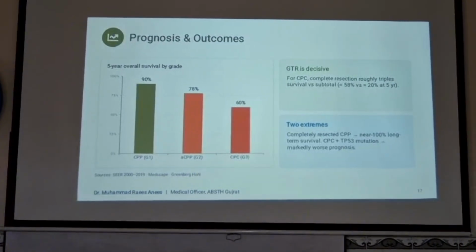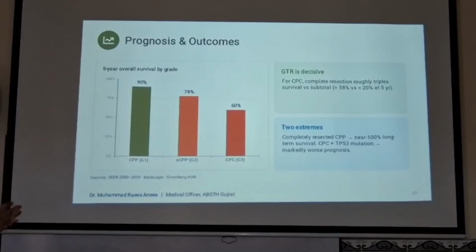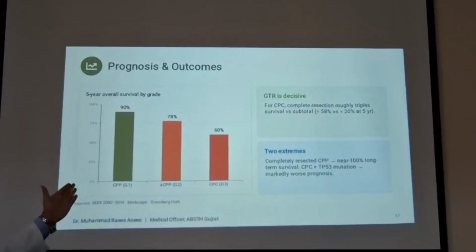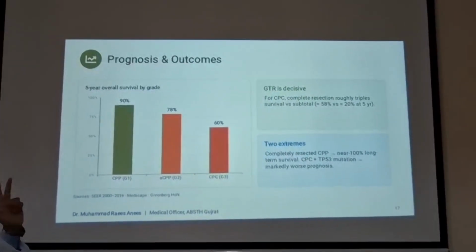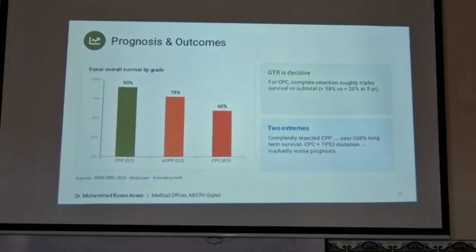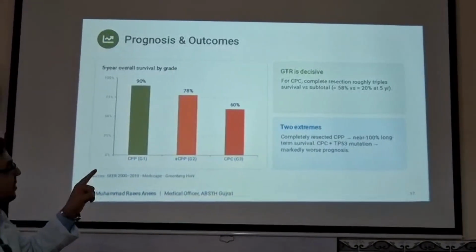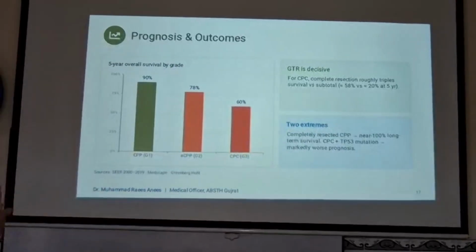So the maximum gross total resection is decisive, and the complete resection roughly triples the survival versus subtotal, 58% to 20% at 5 years. Two extremes are there. The one extreme is completely resected choroid plexus carcinoma, near 100% long-term survival. Then the second extreme is the choroid plexus carcinoma with P53 mutation, markedly worse prognosis.